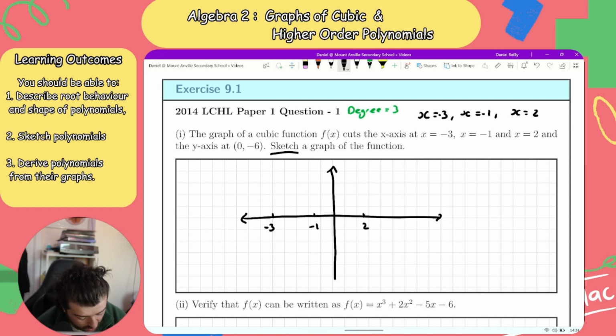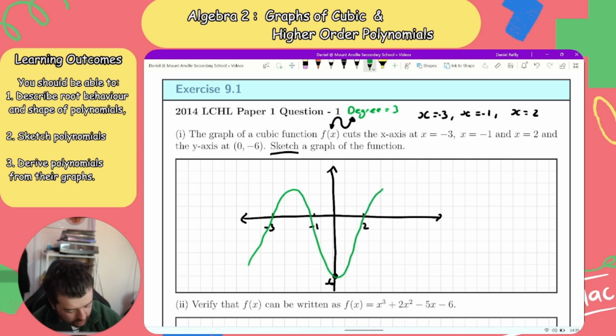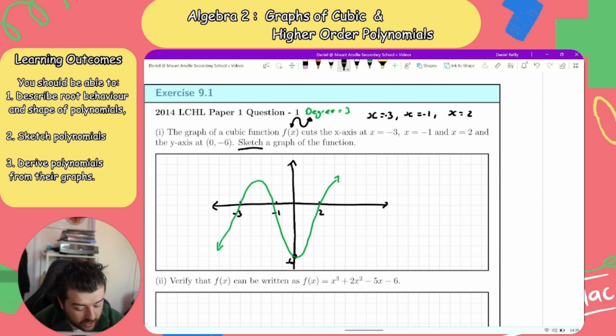Sketch the graph of the function. It's cubic, so one arm goes up, one goes down, the arms go in opposite directions anyway, but I'm just going to assume it's positive and see if that works. And then we have to cut the y-axis at 0, minus 6. So there's minus 6 there. Let's just say we have to cut it there. Okay, let's try this out. So it comes from minus 3, goes through minus 1, goes through minus 6, and it goes back up through 2. Right? So that actually worked, right? Can you imagine if I tried to use a negative leading coefficient here?